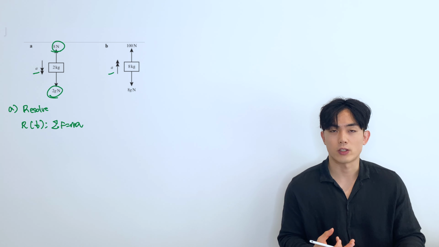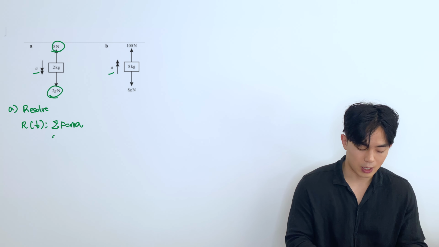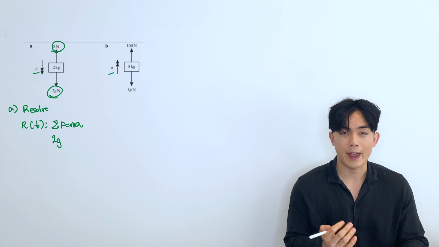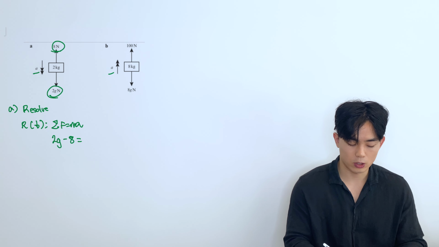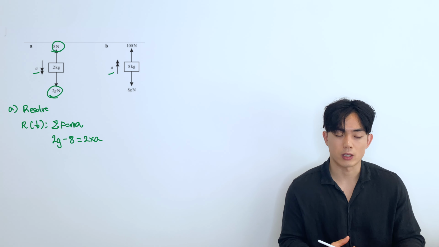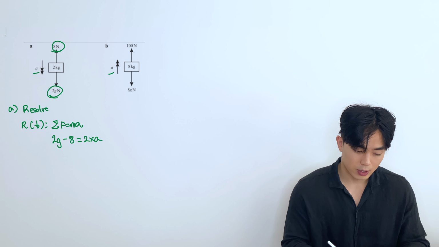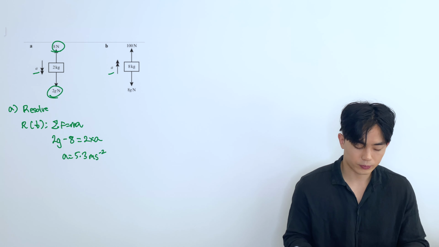Now force is a vector, so the direction matters a lot, and we said that going downwards is positive, so 2g going downwards will be a positive 2g. The 8 newtons is going upwards, which is the opposite direction, so it's going to be minus 8, equal to 2 times a. It's very important that you get the correct directions right. If you solve this, you should get a value of a of 5.3 meters per second squared.